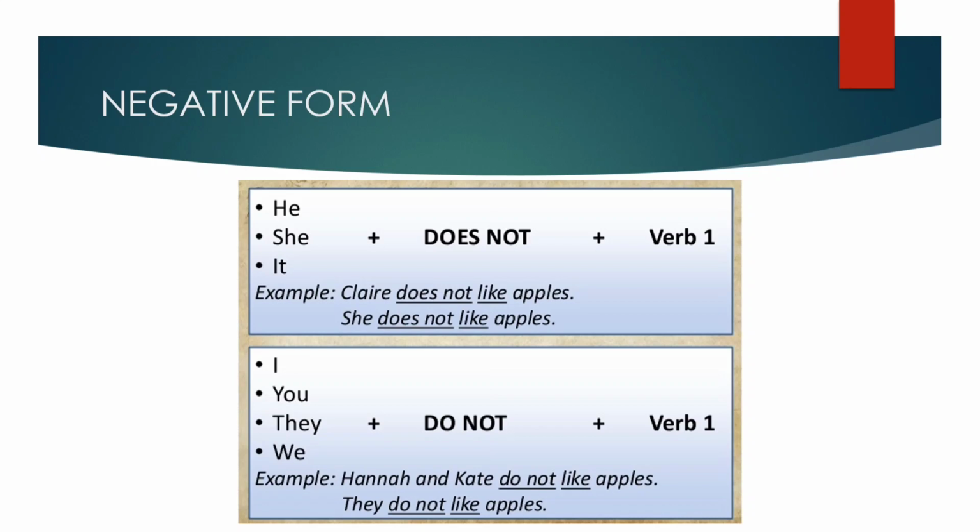For the subject pronoun I, you, we, and they, we use do not. After do not, we can add the verb. For example, Hannah and Kate do not like apple. They do not like apple. For does not, the contraction is doesn't. For do not, the contraction is don't.